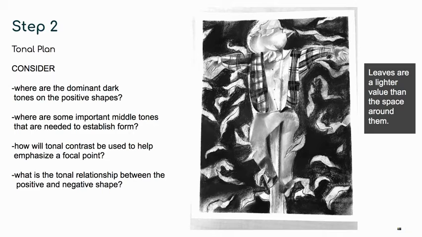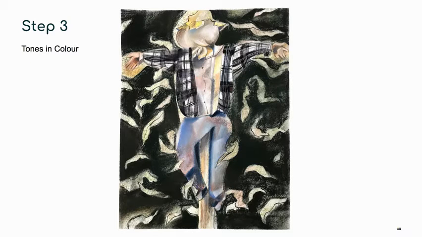And then here's the finished product. So I'm sticking to my tonal or my value plan here by again having the corn husks lighter in value than the space around them, and the scarecrow's head and hat are lighter in value than the space around it, and so on.